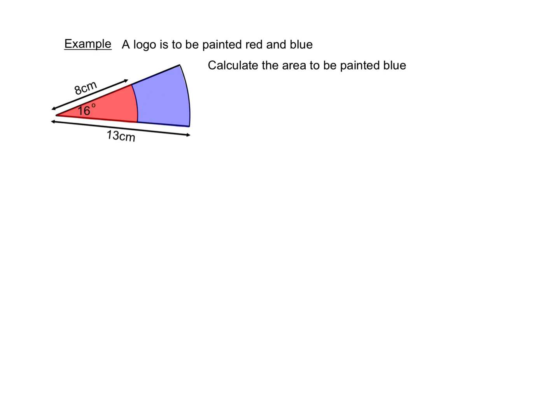So let's start off by putting in my first area of a sector, so area, and this time because I've got 2 different sectors I'm going to try and distinguish them in my formula. So rather than just writing area of a sector, I'm going to write area of large sector.